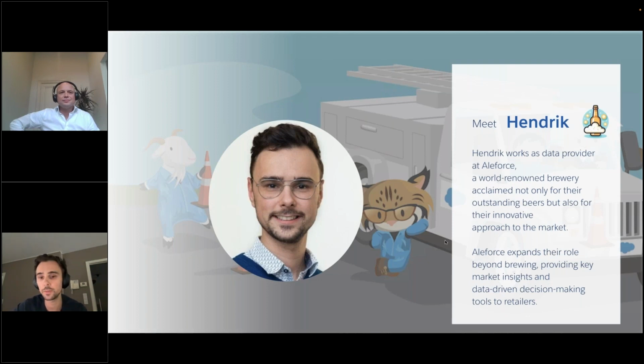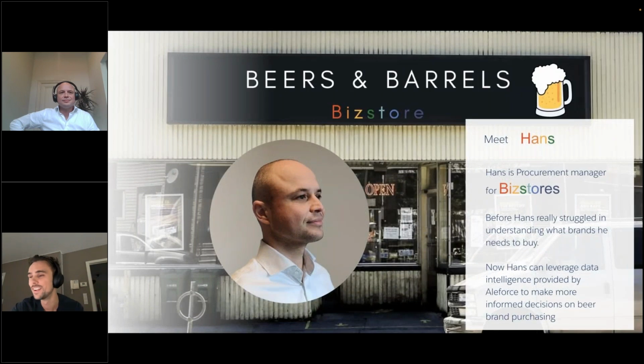Of course, we have another persona, and actually he is the real hero in the story. His name is Hans. Hans is a procurement manager for Bizstores. So they have a lot of retail stores where they sell a lot of beer. I've also heard that Hans likes to drink some kind of beer. And also the store we're talking about is Beers and Barrels.